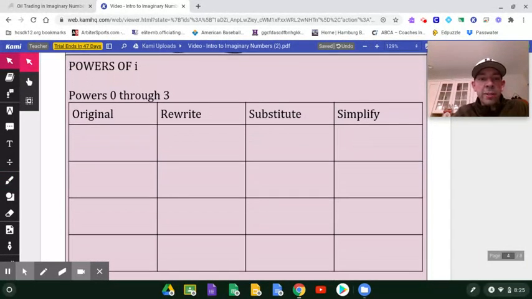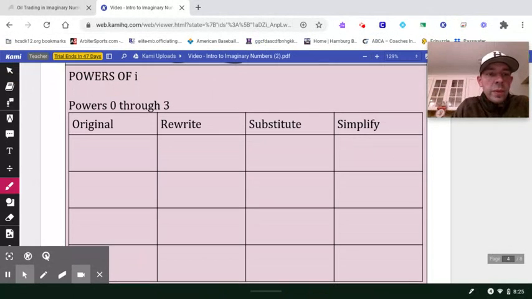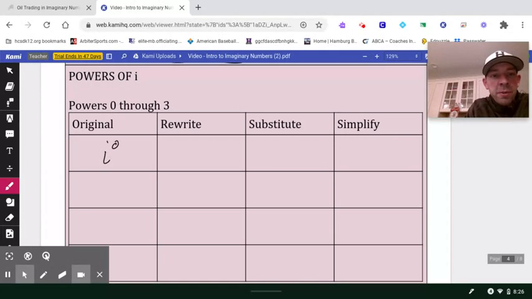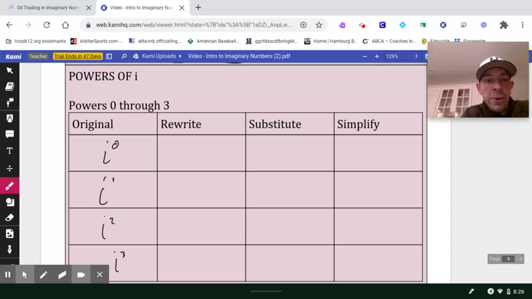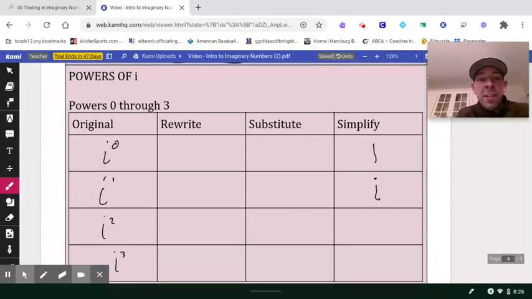Okay, so here's a chart that we want to try to fill in together. And what we're going to do is look at the powers 0 through 3. So we're going to do i to the 0, i to the first, i to the second, and i to the third power. For some of these, we won't have to use the rewrite column or the substitute column. That's more for the later rounds. But what we know throughout all of mathematics, anything raised to the 0 power is always going to equal 1. Anything raised to the first power is simply itself. And then by definition, we said that i squared is equal to -1.